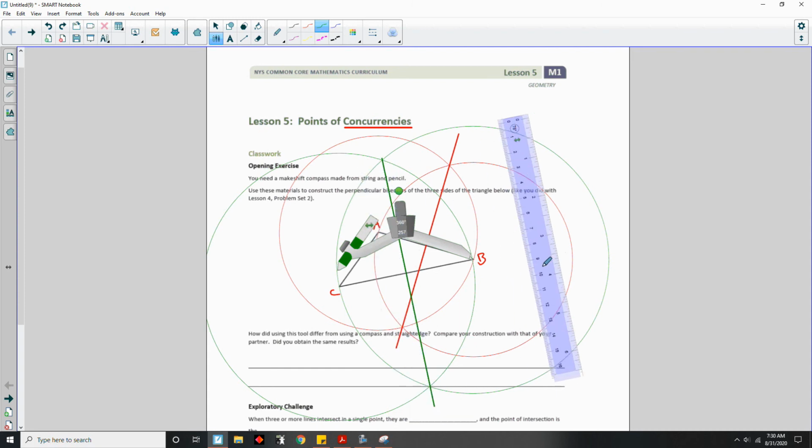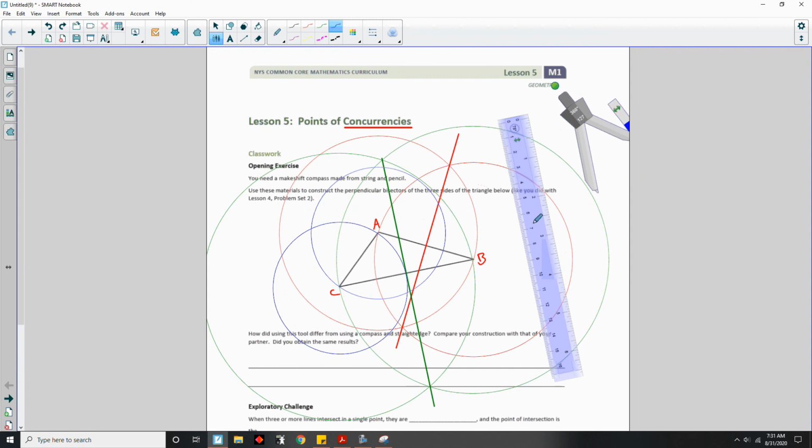Okay, do this one more time with blue. Now we're going to draw a perpendicular bisector of AC. So I put my compass point at A. Rotate my compass so I'm at C, right about there, and draw a circle. Flip it. Put my point at C, radius A, draw a circle.